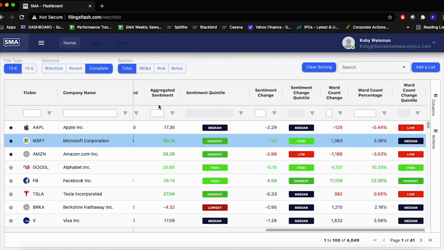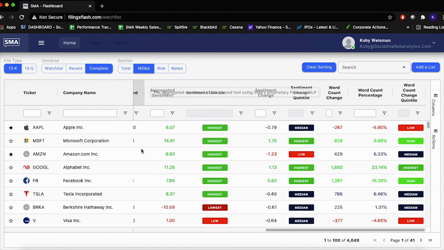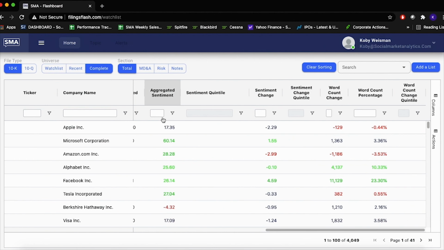Aggregated sentiment is an unbounded metric, which shows the sentiment for the section you are viewing. So in this case, we are looking at 10K total document. These values will change as you change items because the values only indicate what is shown in that specific item. So management discussion and analysis has a different aggregated sentiment than the entire document.